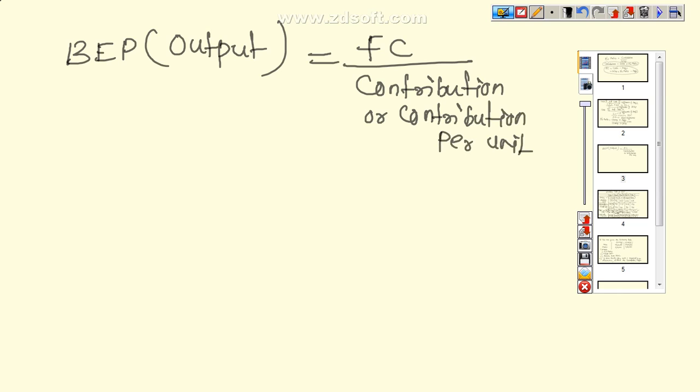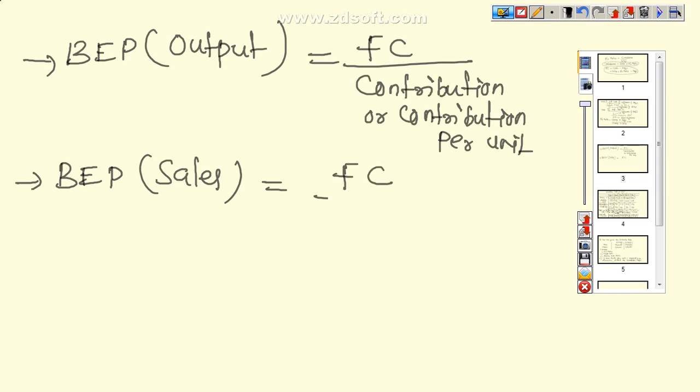And second one, break even point we can calculate on the basis of sale. This is first one, this is second one, that is equal to fixed cost upon profit volume ratio. If it is written in the question only break even point, then we consider that as break even point sale. So we apply this formula, fixed cost upon profit volume ratio.